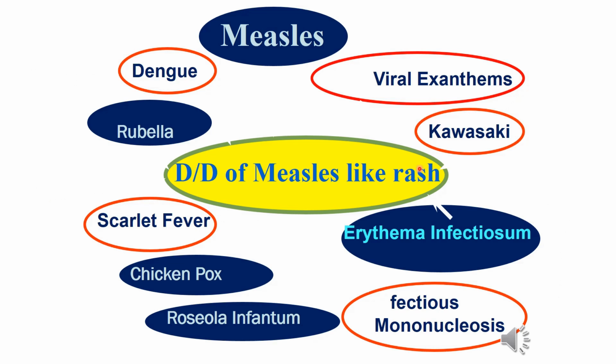Now come to the differential diagnosis. All fevers with rash can be a differential diagnosis for measles. So any viral exanthem, Kawasaki disease where rash is seen, erythema infectiosum, also known as fifth disease, infectious mononucleosis, roseola infantum, chickenpox, scarlet fever, rubella, dengue fever. So all these are fever with rash.